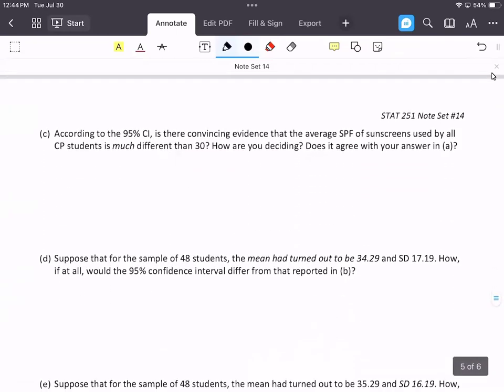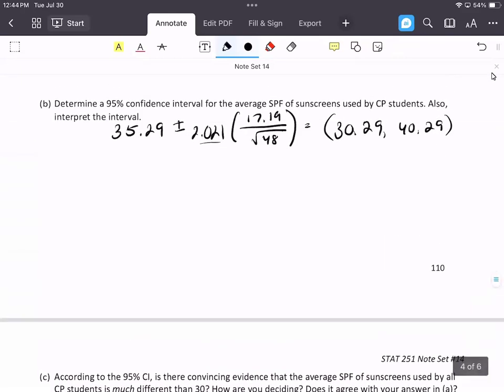Now, looking at this, according to the 95% confidence interval, is there convincing evidence the average SPF of sunscreen used by all Cal Poly students is much different than 30, and how am I deciding? Well, I'm going to look at this interval, and I've got 30.29, and I'm looking at it compared to 30.